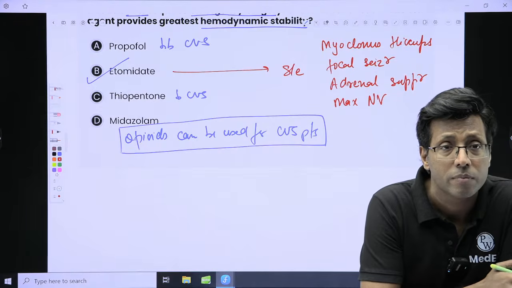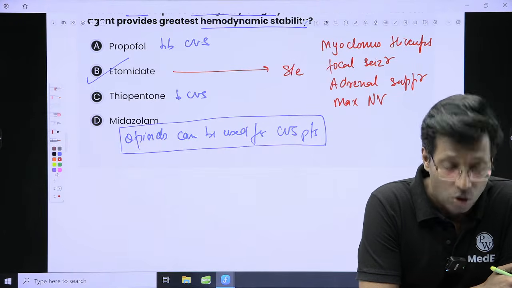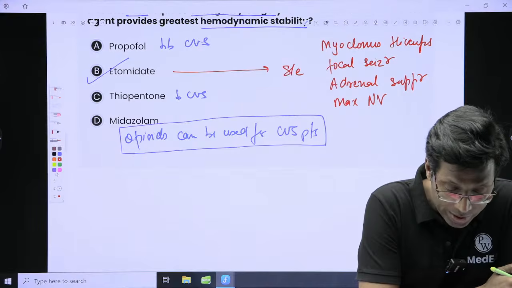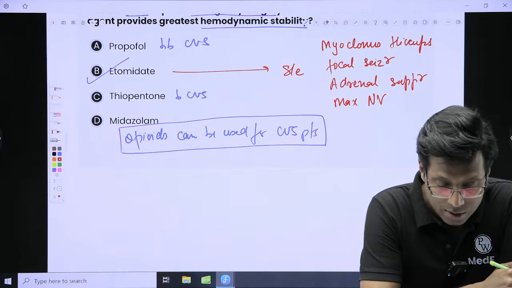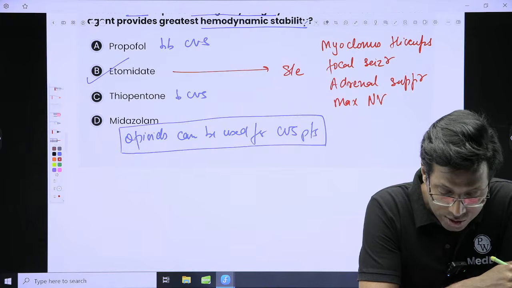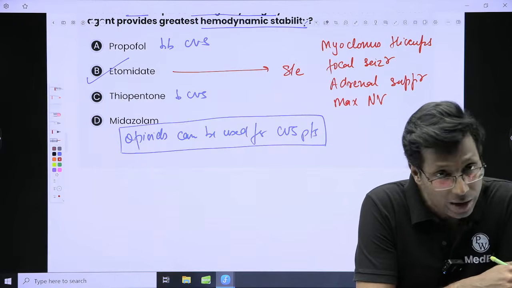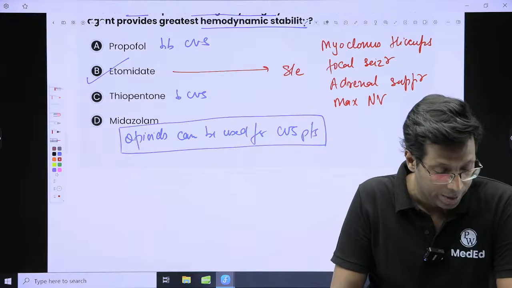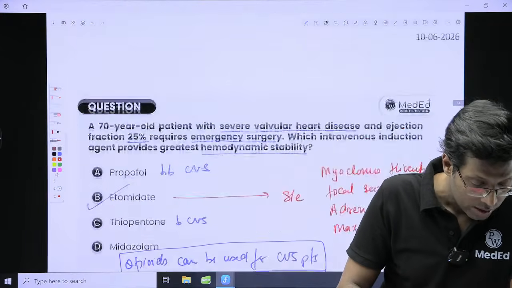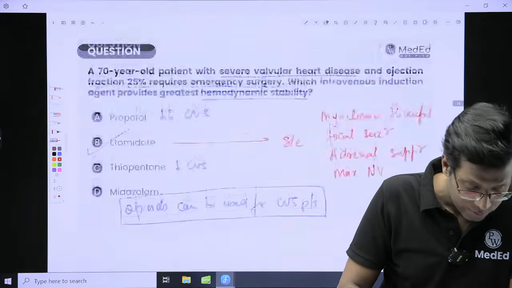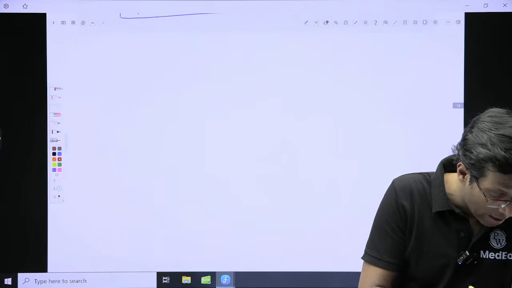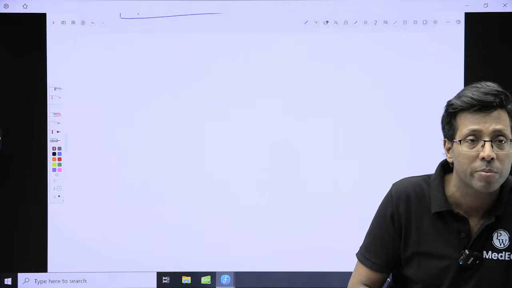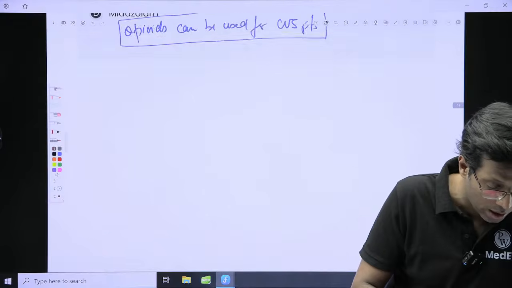All right, maximum nausea, vomiting. Even myoclonus is maximum, guys. So myoclonus, focal seizures, adrenal suppression, and nausea, vomiting. These are the major side effects of etomidate. All right, so that's about etomidate. Since we're discussing the IV drugs, as you people have been mentioning, let me just discuss which drug is used where, and how.